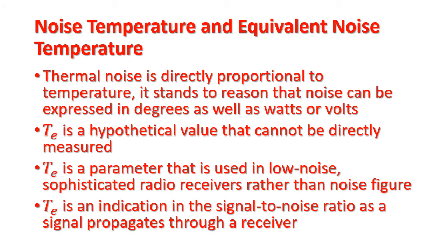Noise temperature and equivalent noise temperature. Thermal noise is directly proportional to temperature. It stands to reason that noise can be expressed in degrees as well as watts or volts. T sub E is a hypothetical value that cannot be directly measured. It is a parameter that is used in low-noise, sophisticated radio receivers rather than noise figure. It is an indication of the signal-to-noise ratio as a signal propagates through a receiver.